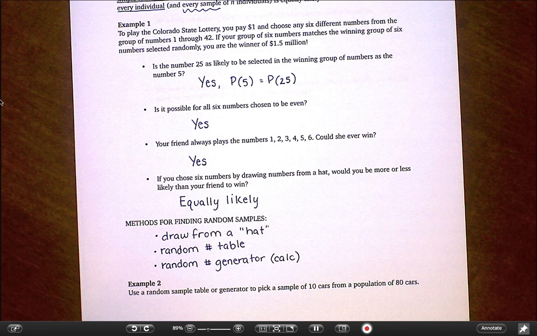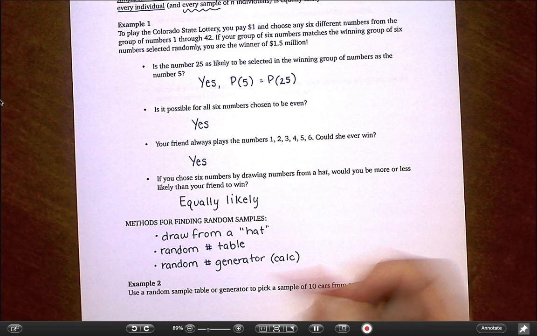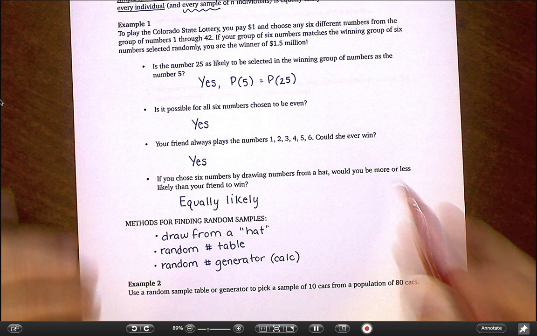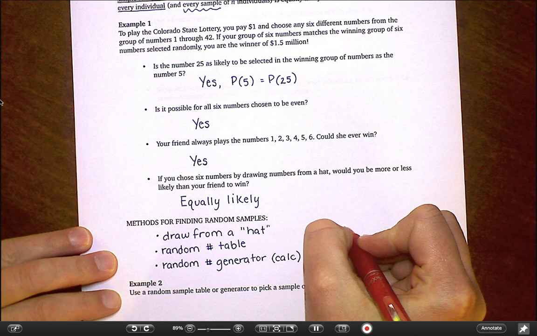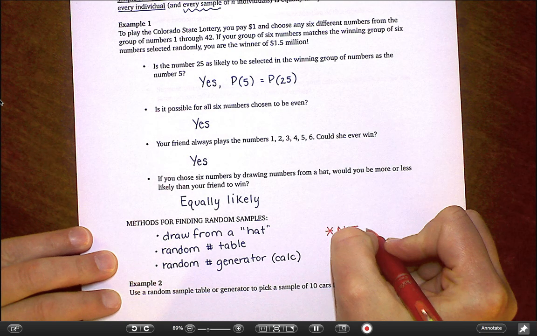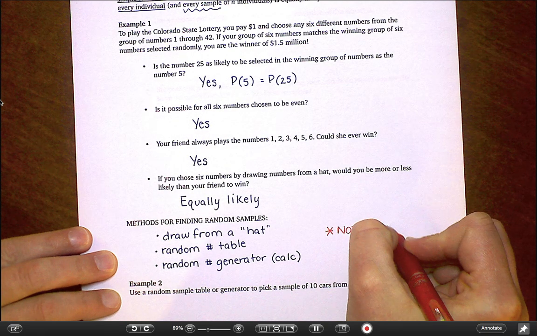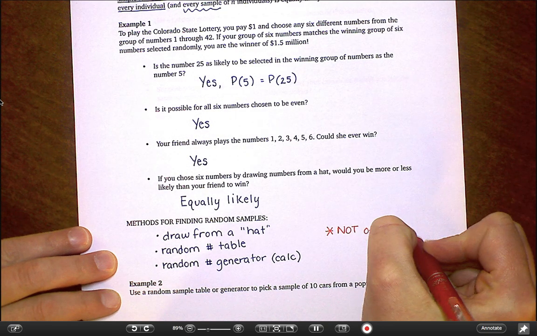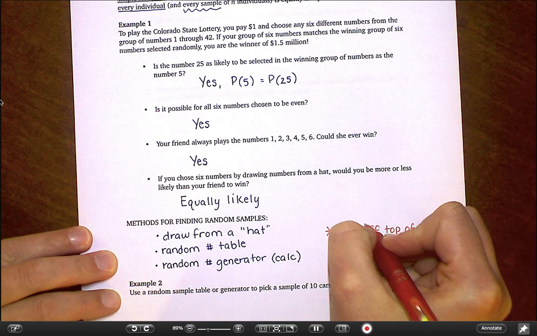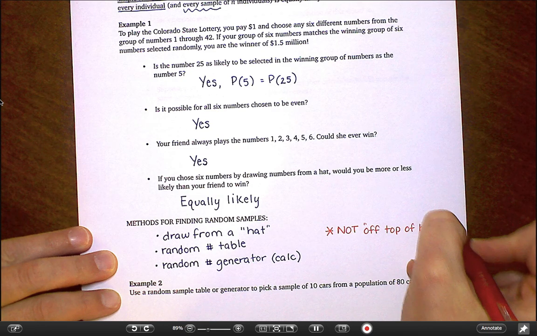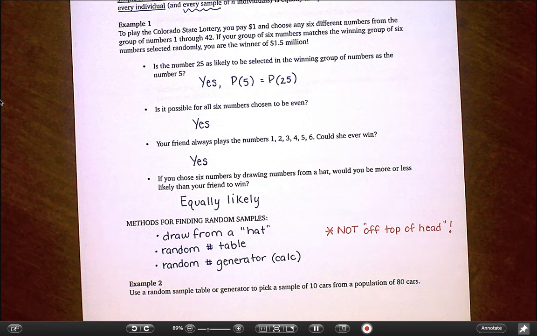The one thing that you want to stay away from, and I'll explain why in just a second, is that you never want to choose numbers or items off the top of your head. Okay, so here's what I mean by that.